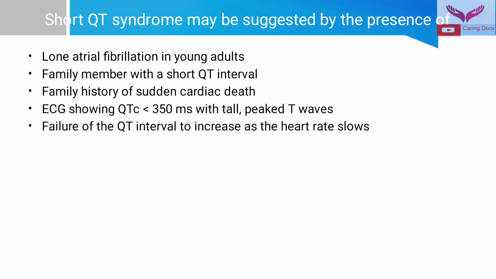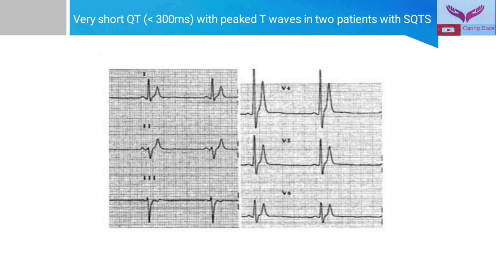How do we come to know the presence of short QT syndrome? It may be suggested by the presence of lone atrial fibrillation in young adults, a family member with short QT interval, family history of sudden cardiac death, ECG showing QTc less than 350 milliseconds with tall peaked T waves, and failure of the QT interval to increase as the heart rate slows. So in this ECG we can see a very short QTc with peaked T waves in two patients with short QT syndrome.